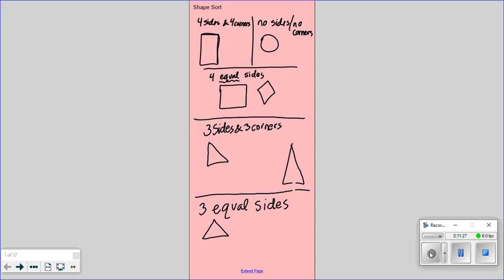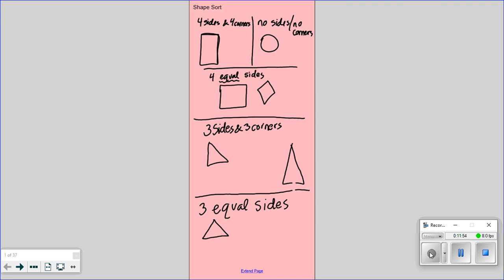Paxton, I see you sorting shapes over there. What are you sorting them into? What rule are you using? Paxton said he put all of these shapes into 4 sides, 4 corners. Is that where they go? Yeah. All right, let's pick up number 11.